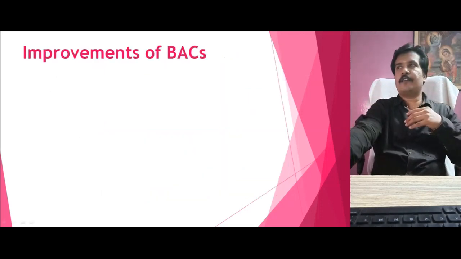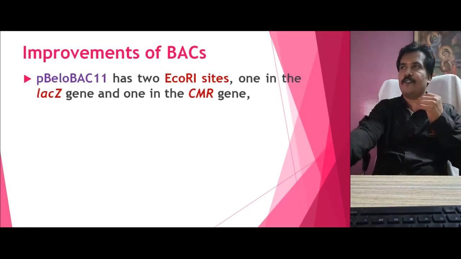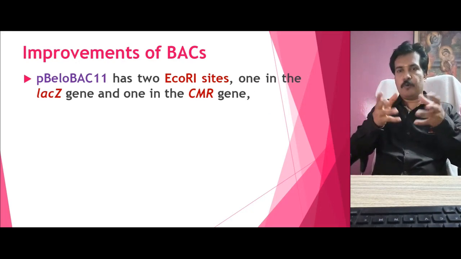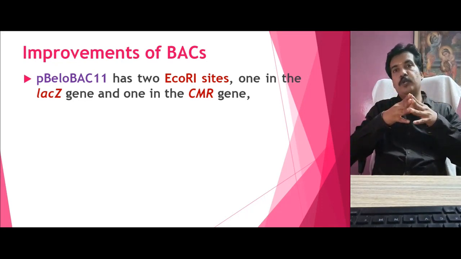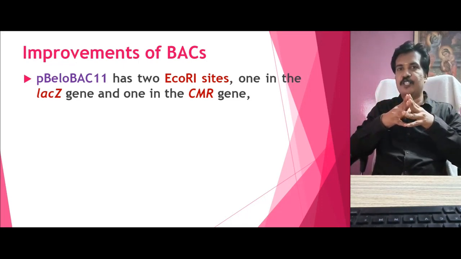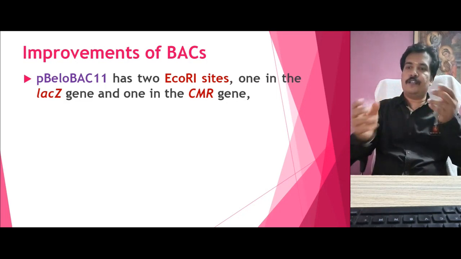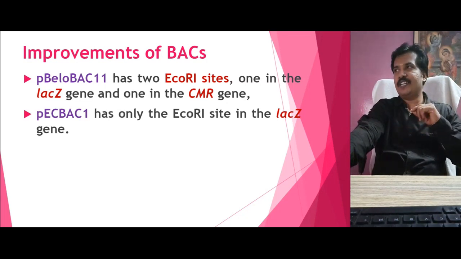Based on this, there were various improvements of this BAC vector, started from the 1980s onwards. The pBeloBAC1 was the first output of this, followed by the other vectors. pBeloBAC1 has additionally two EcoRI sites. These two EcoRI sites were present, one in the lacZ gene and one in the CmR gene, that is the chloramphenicol-resistant gene. So based upon your objective, we can clone in the respective location. Similarly, pECBAC1 has only one EcoRI site, in the lacZ gene only.